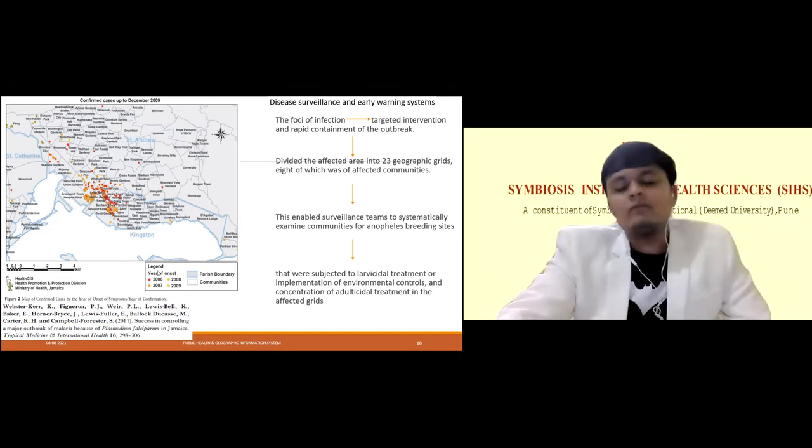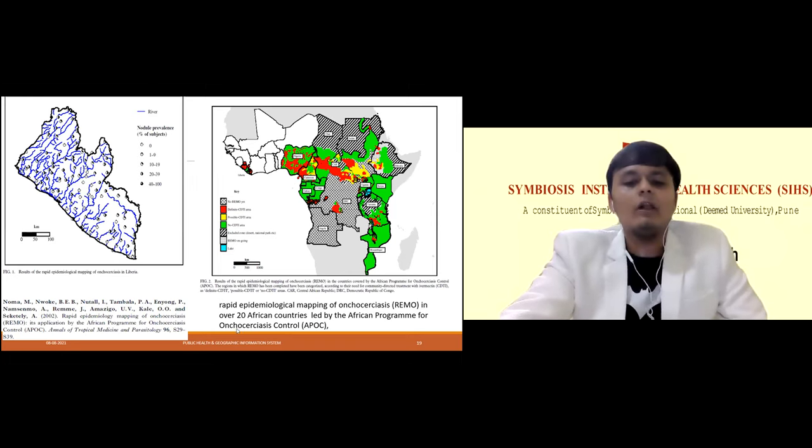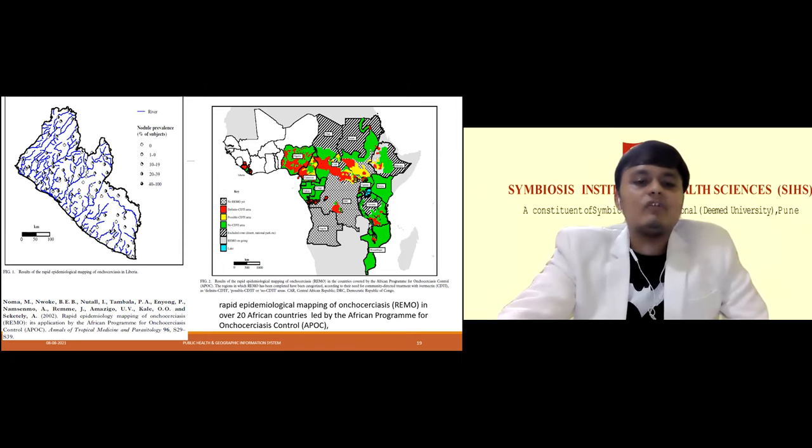Now, this is one of the most important and exciting examples, which provides information about the importance of GIS, what is the power of GIS in public health. So there was one rapid epidemiological mapping of onchocerciasis, which is known as REMO, in over 20 African countries, which was led by the African Program for Onchocerciasis Control, APOC. And this is the result of rapid epidemiological mapping in Liberia, and there were a total of around 20 African countries.